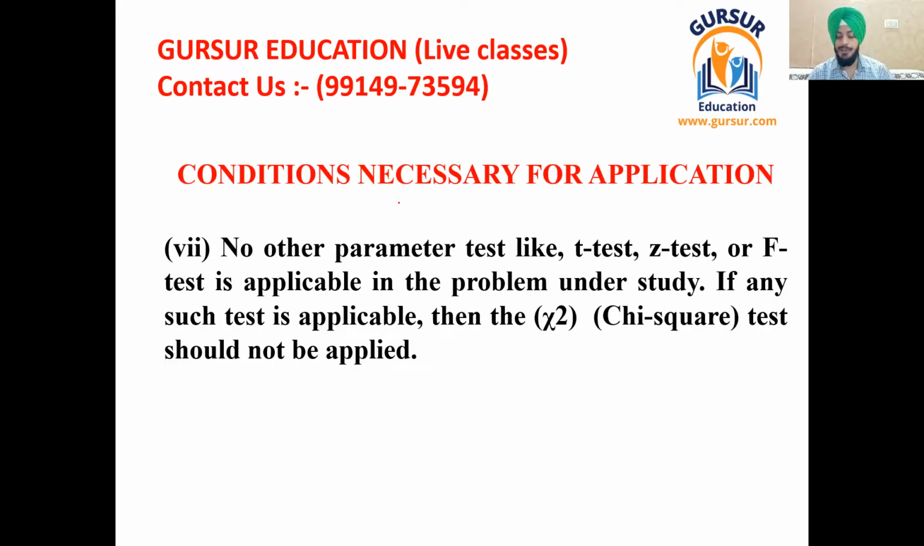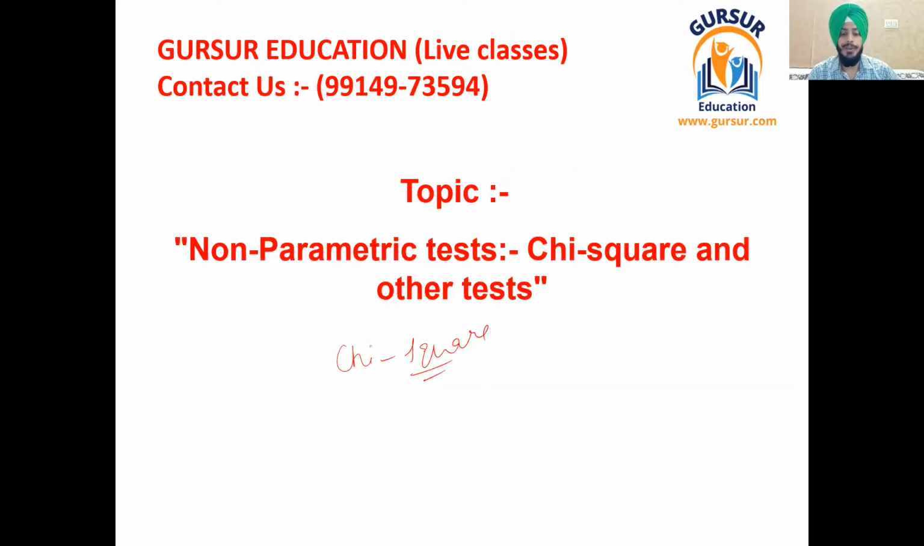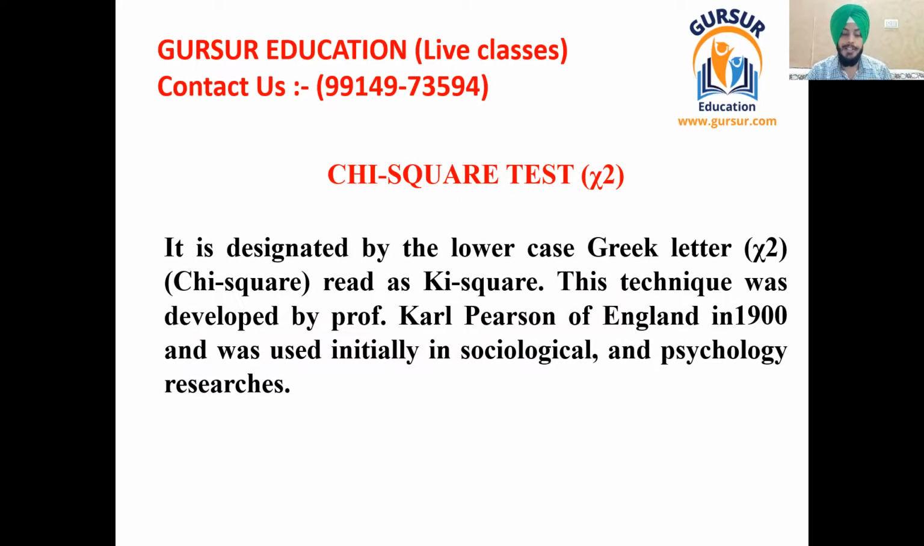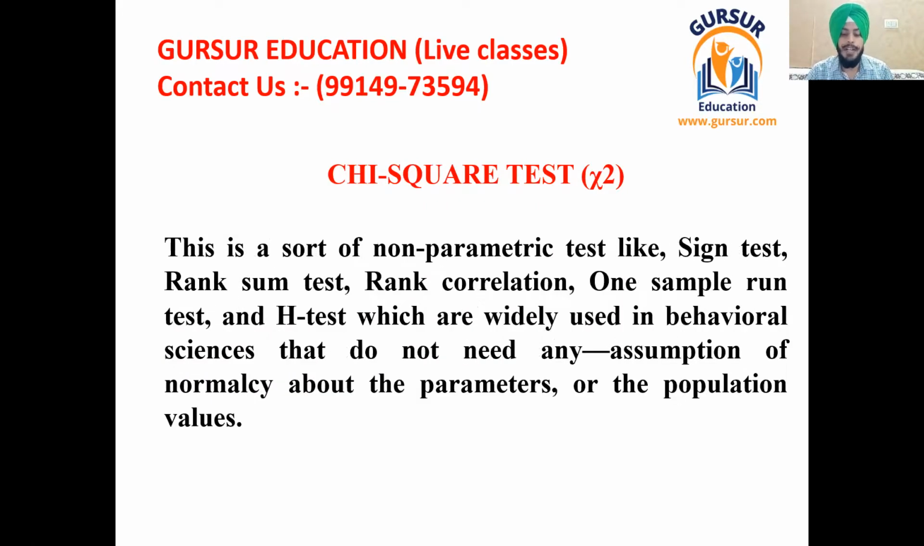I hope you have understood. Now we have to make the conclusion of what we have studied till now. First of all, I told you the difference between parametric and non-parametric tests. After that, I taught you about the chi-square test, which is applied for finding the difference between observed and corresponding expected frequencies. For this special purpose, this test is applied. I told you about its brief history. Then I told you some names of non-parametric tests.